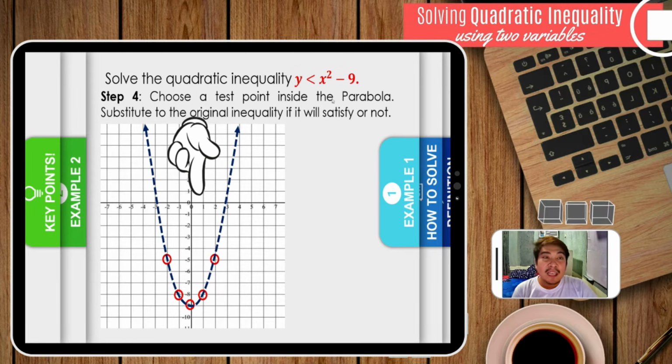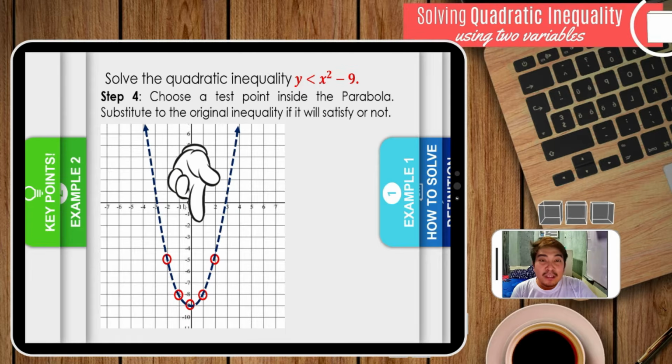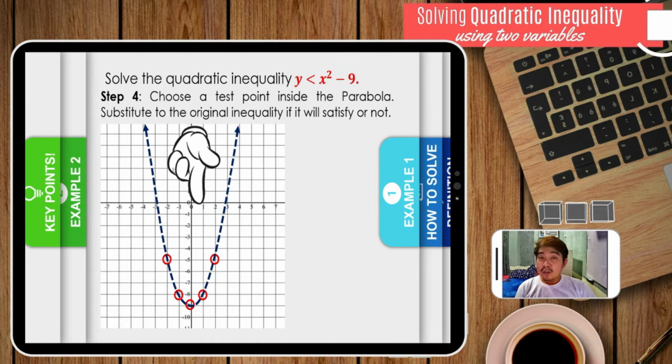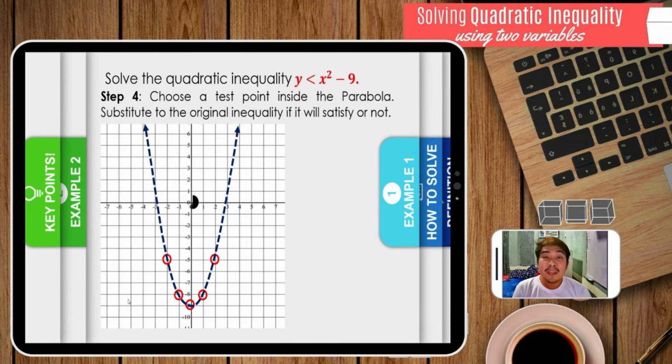And then we need to substitute it in the quadratic inequality. Pag nag-satisfy siya sa given quadratic inequality, yung test point dito, therefore lahat ng points sa loob ay part ng solution set. Eh sir, paano kapag hindi siya nag-satisfy yung points sa loob ng parabola dito sa quadratic inequality? So therefore, ang i-shade natin will be the outside region. So in our case, let us choose the test point 0, 0. Okay? So any test point will do, basta kailangan nasa loob ng parabola.